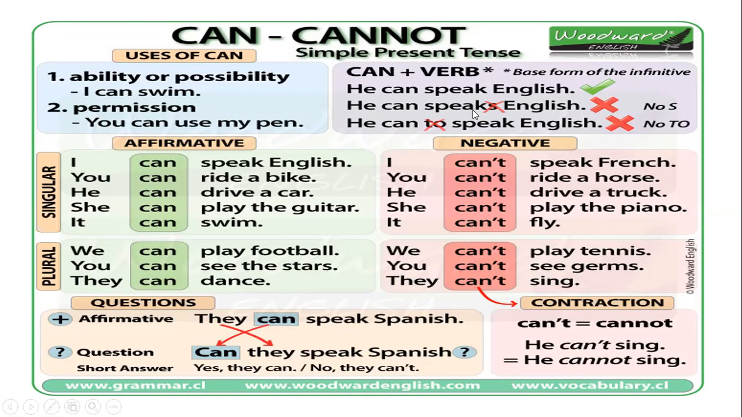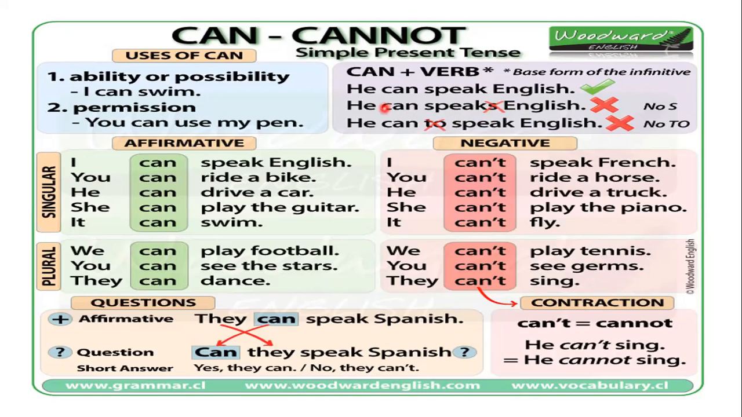Even though you have learned that when we say affirmative sentences, we need to add an S, let me show you. I want to highlight this because for me it's very important, okay? So even though you have learned that when we talk about he or she or it in an affirmative sentence, we need to add the letter S to the main verb, and that's right, that's the rule. But remember that whenever you're using can or any other modal auxiliary, should, may, could, and any other, you don't have to follow that rule.